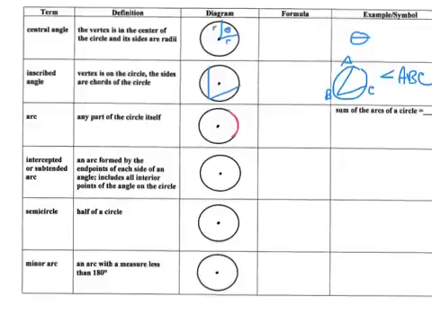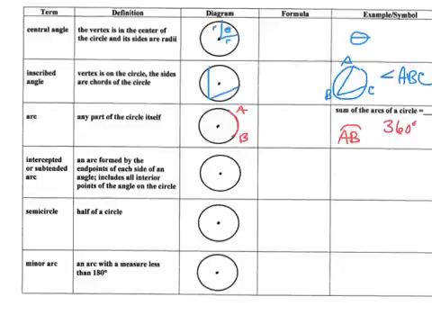And the symbol, if this is A and this is B, the symbol for an arc, instead of a line segment, would be an arc like that. Now the sum of the arcs of the circle are all going to add up to 360 degrees. So arc length is measured, in this class, in degrees, just like angle measurement is.